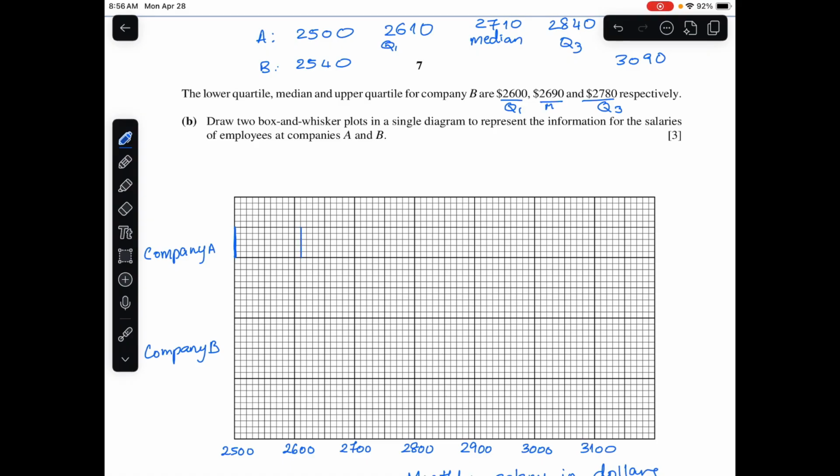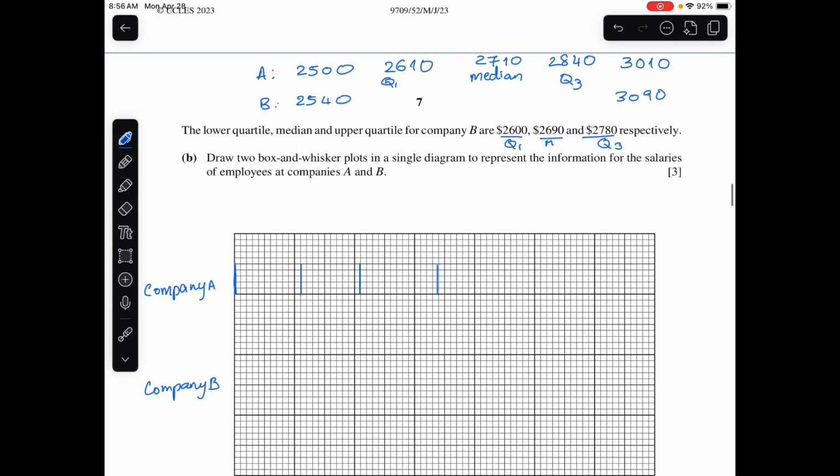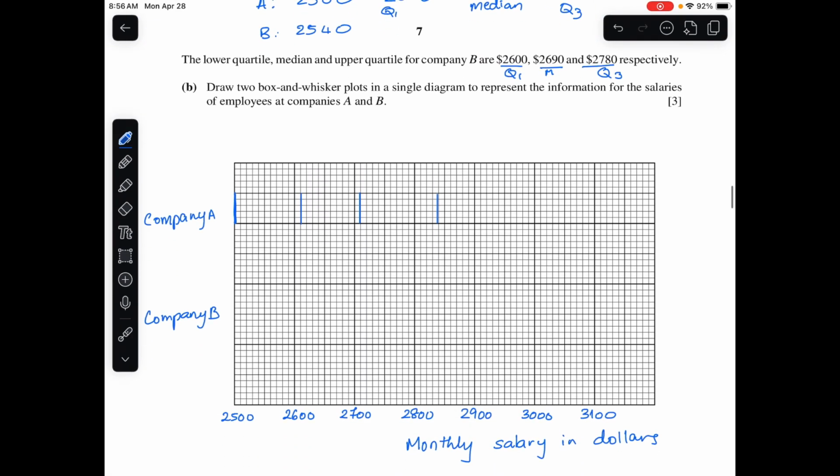So 2610, 2710, next is 2840, and 3010. So that's going to be over here. So let's connect that. So I draw the whiskers.